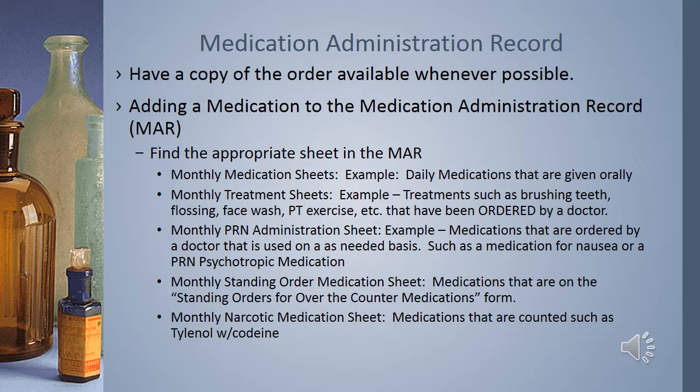Monthly narcotic sheet is for medications that are controlled substances or Schedule II, and they require counting on a frequent basis and tracking for making sure that the medications are not being abused or going missing. An example of a Schedule II would be Tylenol with codeine.